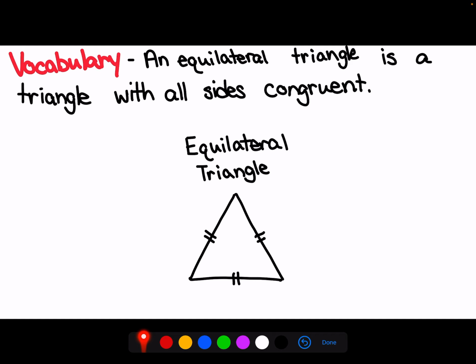And keep in mind that relationship between the legs and the base angles of isosceles triangles, because that doesn't change here. Because if I'm looking at this equilateral triangle, is it also isosceles? Is this triangle isosceles?